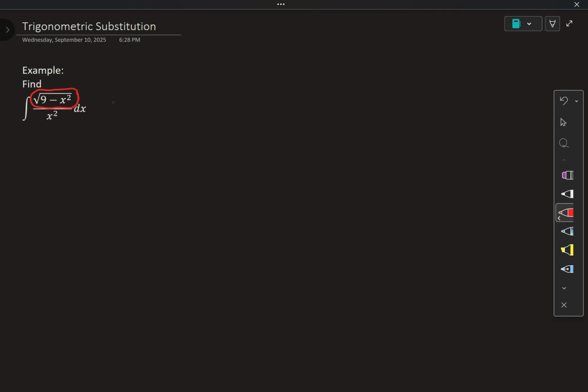we will just be focusing on the square root part, which is the square root of 9 minus x squared. If we rewrite this, we know that this is equal to 3 squared minus x squared. Based on our given integration, if we have the square root of a squared minus x squared, we will be using the substitution x equals a sine theta. So we will let x be equal to 3 sine theta, since a is equal to 3.